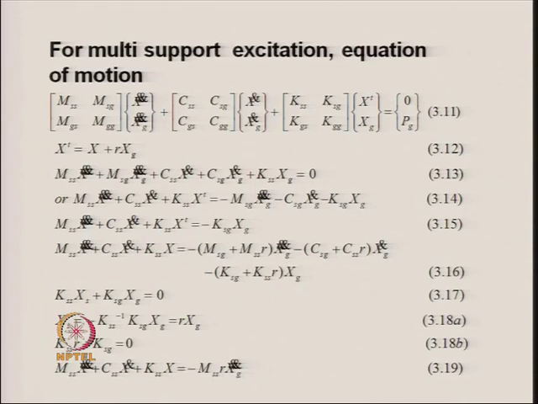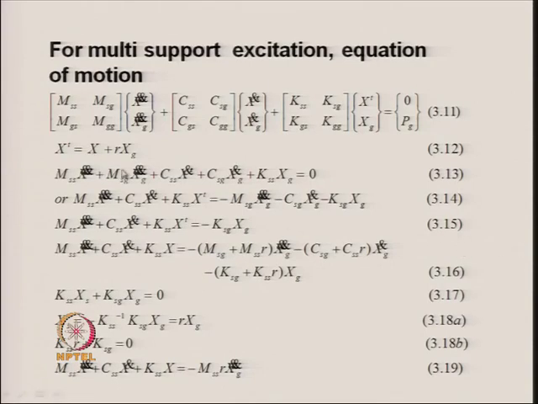Now, if you want to write down the same equation in terms of the relative displacements, then we rearrange equation 3.15 by substituting for xt with the help of equation 3.12. And once we do that, on the left hand side we keep all the quantities in terms of the relative motion, that is x, x dot and x double dot. And on the right hand side we bring in MSS into R, which will be coming from this relationship, and CSS into R and KSS into R. And we see that on the right hand side we have all these three terms which are associated with the ground displacement, ground velocity and ground acceleration.